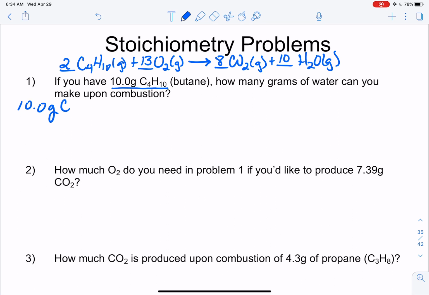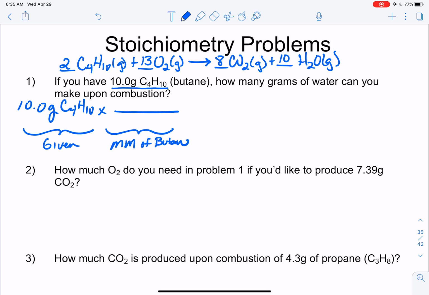So we have 10 grams of butane. Now whenever we have grams, we want to go where? To moles, that's right. So we have to use a conversion factor called the molar mass. So here we have the molar mass of butane. And we're going to let our units guide us. So that will tell us that we're going to go ahead and put grams of butane in the denominator here because we want it to cancel out.